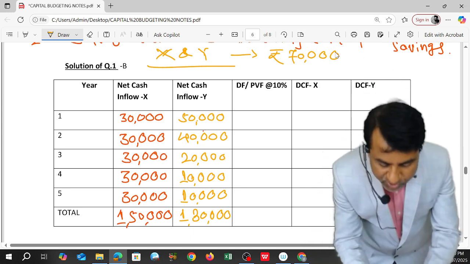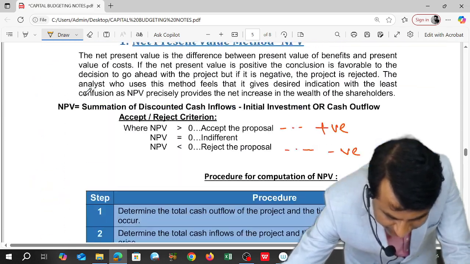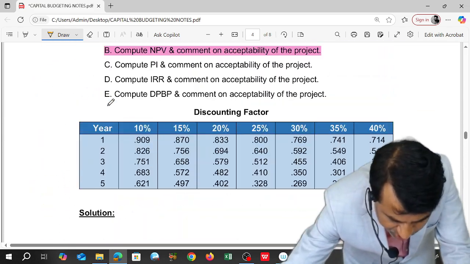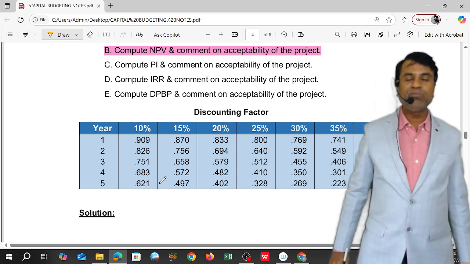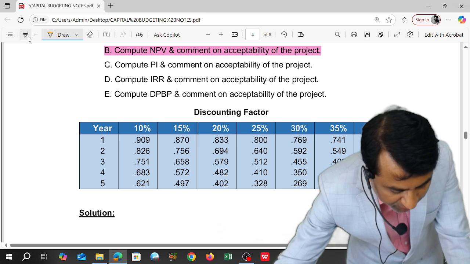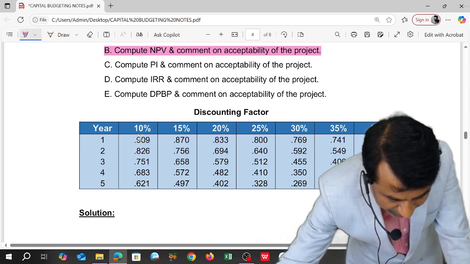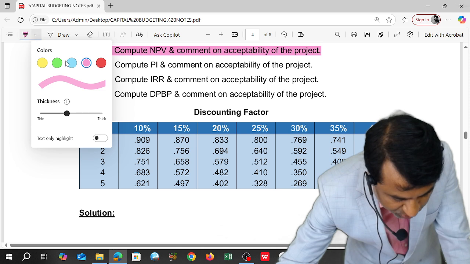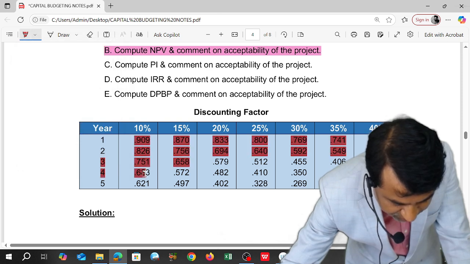So let's use the discounting factor here. The 10% discounting factors are provided in the question. Those are usually given in the question, or you can calculate on your own by applying the equation 1 upon 1 plus r raised to n. So as of now, we are going to apply only 10%. Do remember, because we have the cost of capital as 10%. So for now we will just use 10%, because it is given as 10% for us.